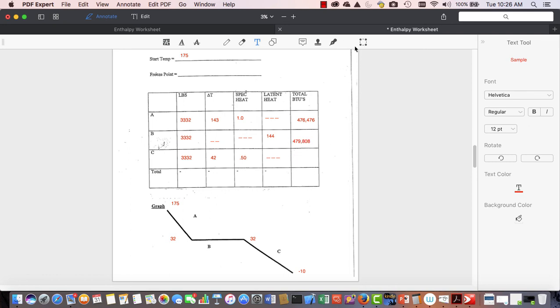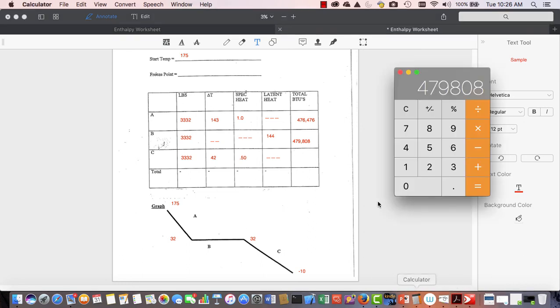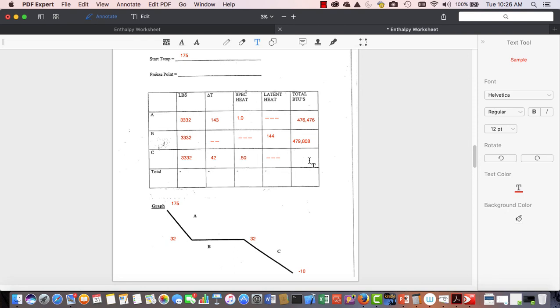Then we'll do my sensible heat below freezing. What has changed is my specific heat is basically 0.5 now instead of 1, because the temperature is below freezing and the BTU content is less. So we do my 3332, which is my weight, times 42 as my temperature difference, times 0.5. So we get 69,972.